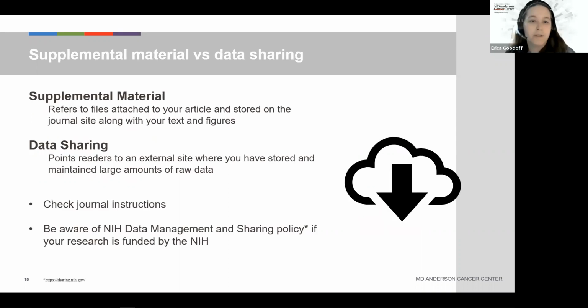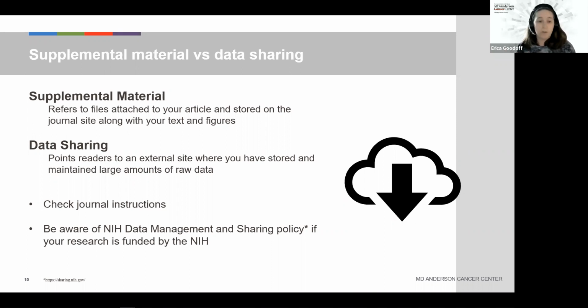Sorry. All right. So, supplemental material versus data sharing. I just want to make a quick note that these are two different things. Data sharing is where you point your readers to some other website or some other server where you're storing a whole bunch of raw data. So it isn't going to be attached to your manuscript like a supplemental file would be. It's not housed within the journal, and it's definitely not going to be reviewed in any way. So I wanted to make that distinction just in case anybody was confused about it.